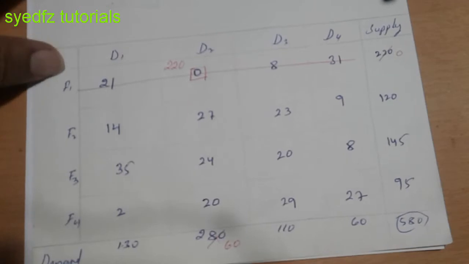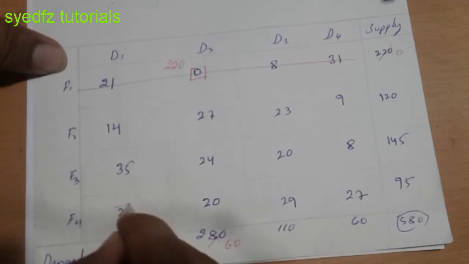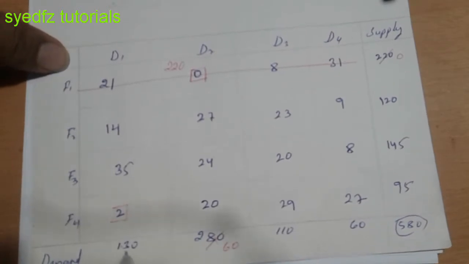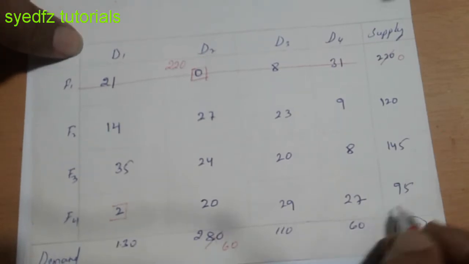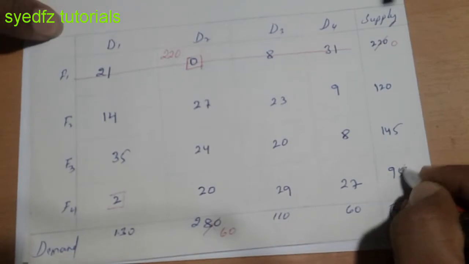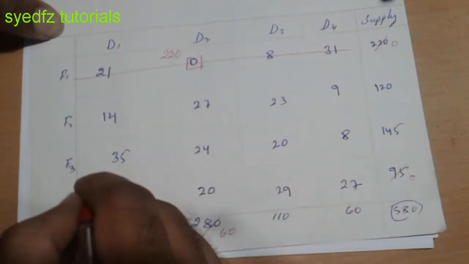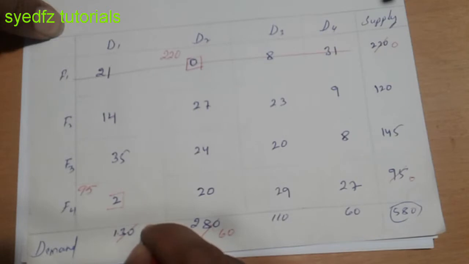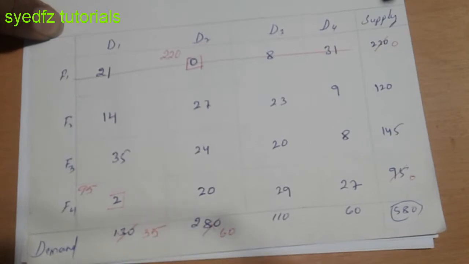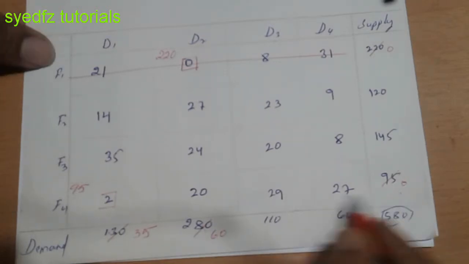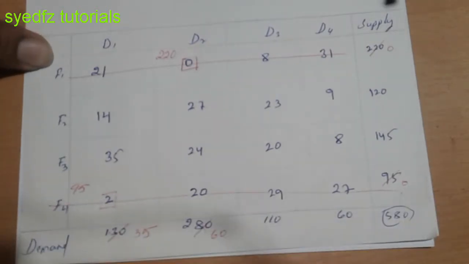Now, which is the minimum? 2 is the minimum. We have 130 demand, but the supply is only 95. So we can allocate 95 overall. Out of the demand, the remaining is now 35. The supply is over, so this row will be eliminated.